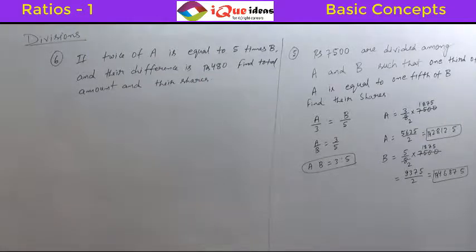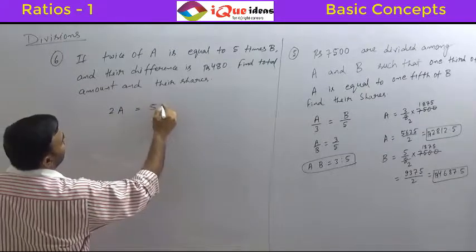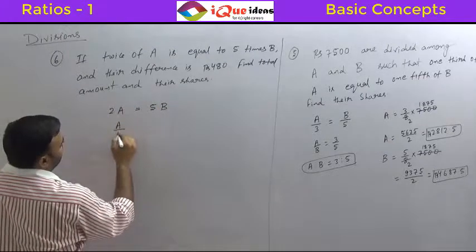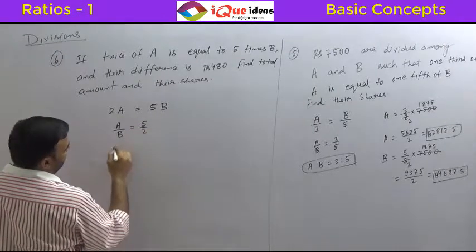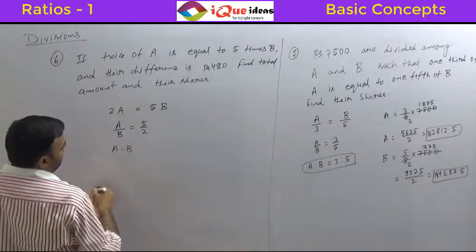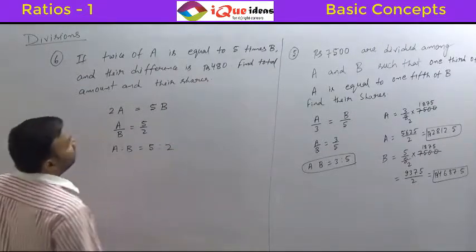So it very clearly says twice of A. So 2A is equal to 5B. So what do we get? We get simple ratio of A and B. So B comes on this side, 2 goes on the other side. So it becomes 5 by 2. So what do we have? A is to B is equal to 5 is to 2. Right? Then the difference is 480.